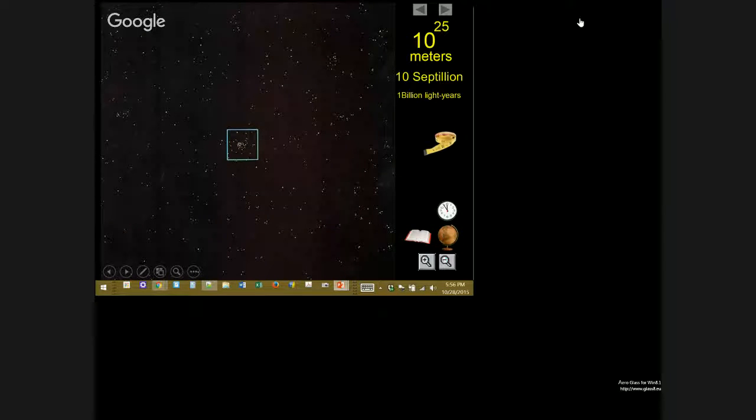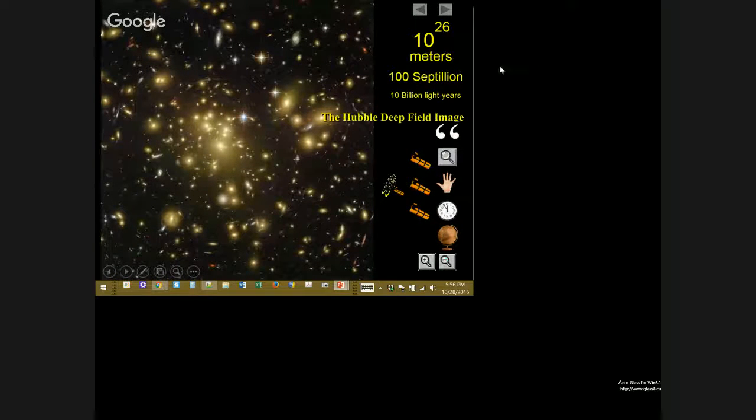10 to the 25th. 1 billion light years. You know what a light year is? A light year is how far light travels in a year. It's pretty far because you know how fast light is? 186,000 miles each second. Travel out for a billion, do that a billion times, and that's how far out we are. And at the moment, this is the end.